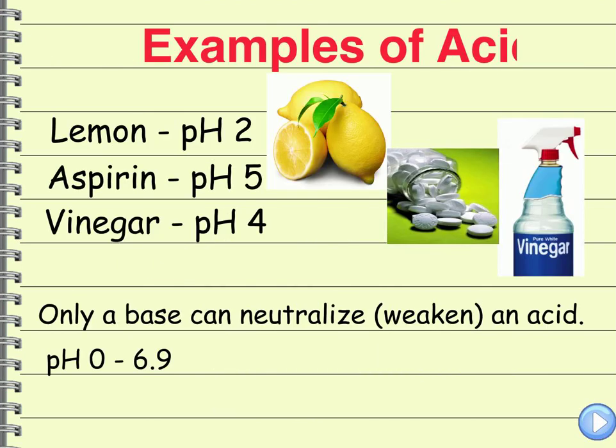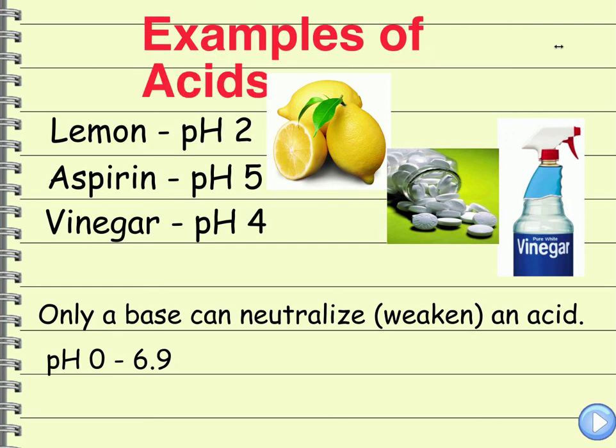Now, examples of some acids every day. That would be lemons, which have a pH about 2, aspirin at 5, vinegar at 4. So the lower the number, the more acidic it is. Now, only a base can neutralize or weaken an acid. So all acids range from 0 to 6.9. Obviously, the 0 being very, very acidic.